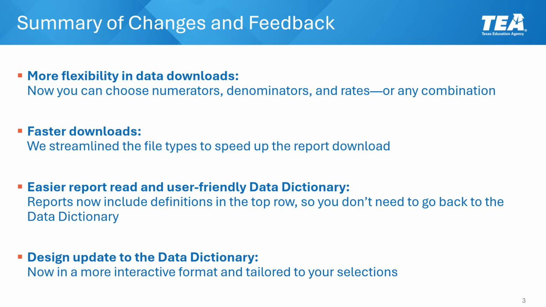To summarize the main changes here, you asked for more flexibility in data downloads. Now you can choose numerators, denominators, and rates, or any combination for your report. You wanted faster downloads, so we streamlined the file types to speed things up. You requested an easier report read and a more user-friendly data dictionary, so reports now include definitions in the top row, eliminating the need to go back to the data dictionary. But the data dictionary is still available, now in a more interactive format and tailored to your selections.